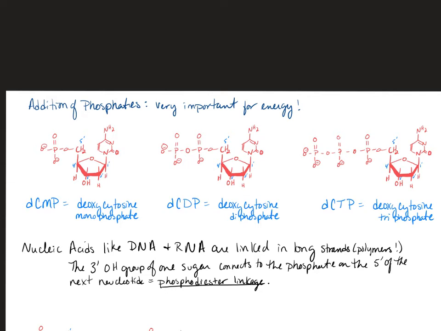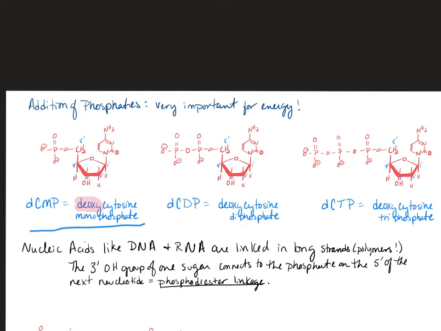So now let's look at what happens when we add those phosphates, because this is incredibly important when it comes to energy, and we're going to look at that pretty soon. So here I'm showing you at first what's known as deoxycytosine monophosphate. Okay, well, let's talk about what that means.